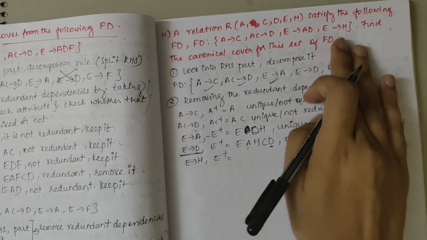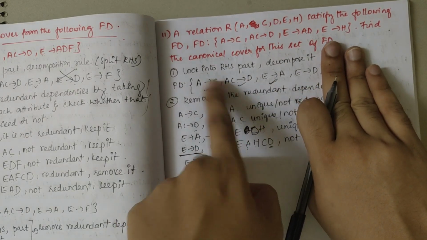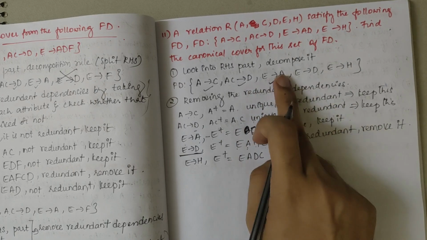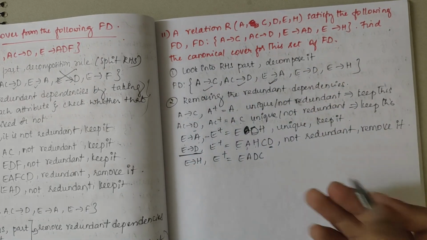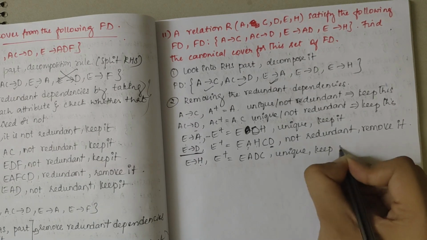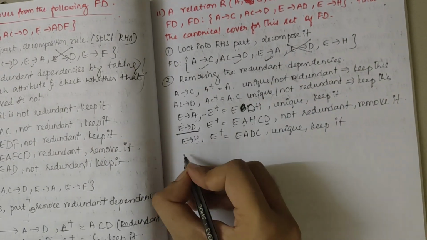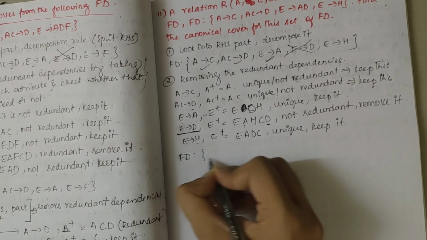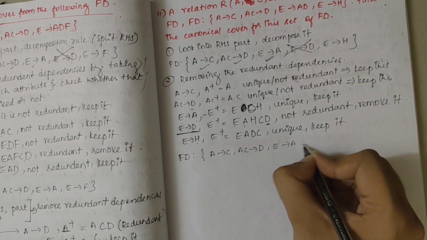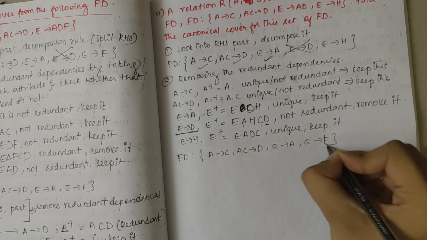Next I have E determines H. So E closure, assuming that I have removed this, I get EAD, and A determines C, AC determines D. So I'll write EAD, C, A, D, C and D, same. So I have not obtained H here. So this is unique or not redundant. Keep it. So I have removed only E determines D. So this is the redundant one. So I'll write the functional dependency updated one, that is A determines C, AC determines D, E determines A, and E determines H.